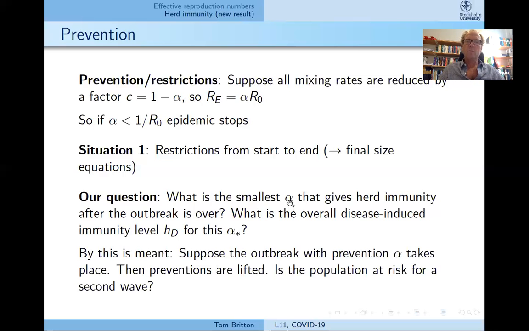So the question is, what is the smallest alpha for which after the first outbreak has taken place, there is no risk for a second outbreak if you lift the restrictions? So suppose the outbreak with preventive measures alpha takes place, then we lift preventions, so we bring back alpha to 1. Then the question is the population at risk for a second wave?